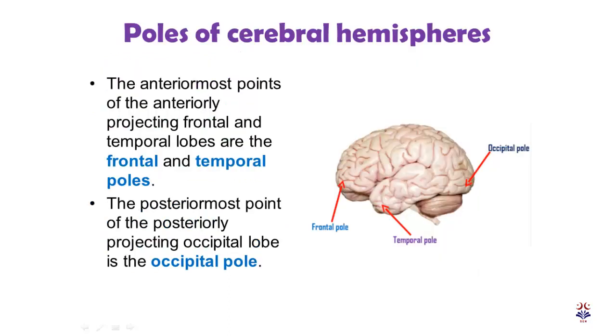Now we see the poles of the cerebral hemispheres. There are 3 poles. The anterior-most point, which projects anteriorly, and these 2 lobes, frontal and temporal, project anteriorly. The anterior-most point is the frontal pole, and the part of the temporal lobe which projects anteriorly is the temporal pole. And this is the occipital lobe, and the most posteriorly projecting part is called the occipital pole. So there are 3 poles: frontal, temporal, and occipital.